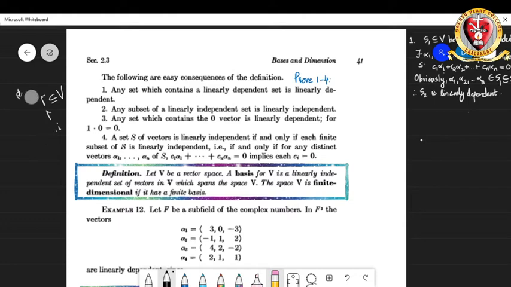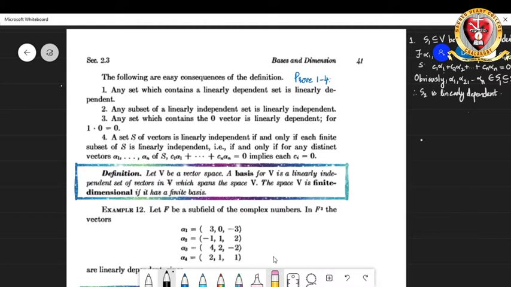So what about the fourth? The fourth says that a set S of vectors is linearly independent if and only if each finite subset of S is linearly independent. That is, if and only if for any distinct vectors alpha 1, etc., alpha n of S, c1 alpha 1 plus etc. plus cn alpha n is equal to 0 will imply every ci is 0 involved in the equation.